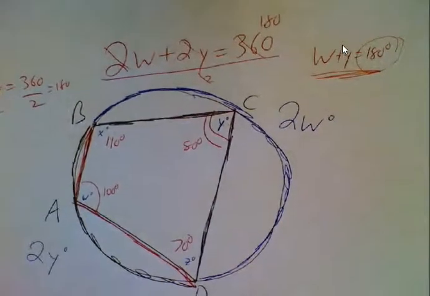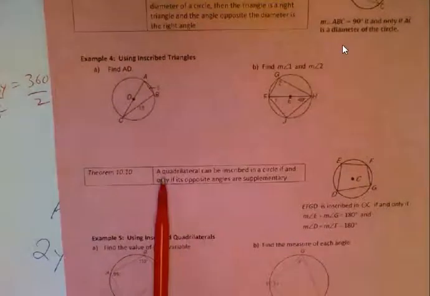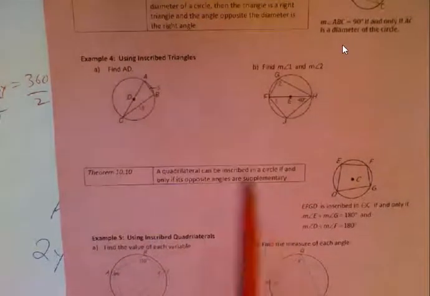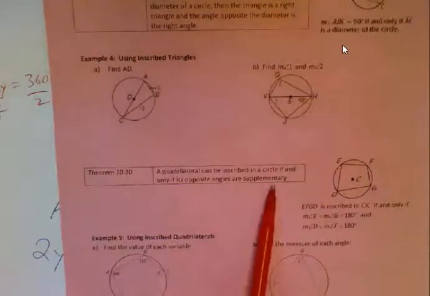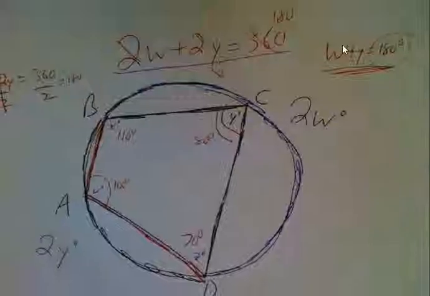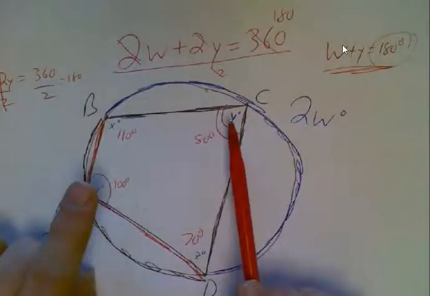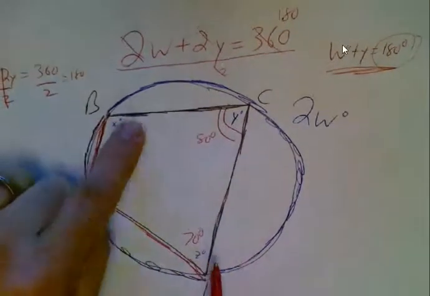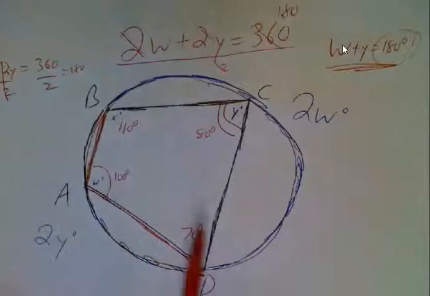In fact, if you look on your notes sheet, a quadrilateral can be inscribed in a circle if and only if its opposite angles are supplementary. That's a fancy way of basically just saying what I just did. These two angles add up to 180. These two angles add up to 180 in this scenario.